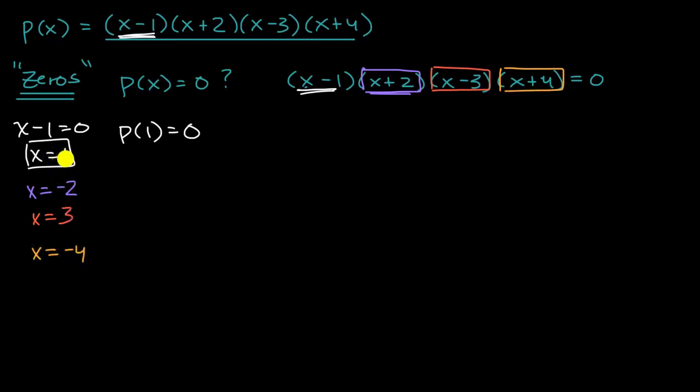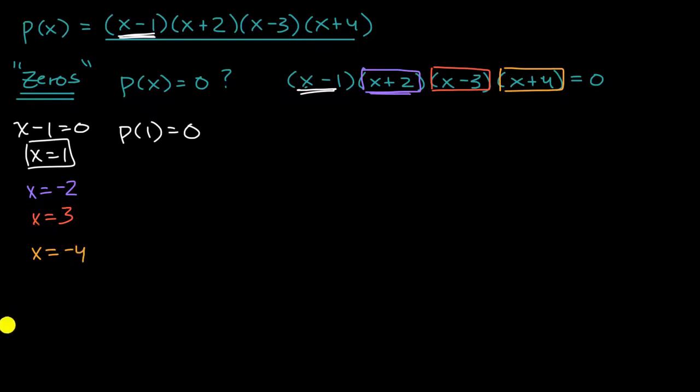When x equals 1, the polynomial is equal to 0. When x equals negative 2, the polynomial is equal to 0. When x equals 3, the polynomial is equal to 0. And when x equals negative 4, the polynomial is equal to 0. And one of the interesting things about the zeros of a polynomial, you could actually use that to start to sketch out what the graph might look like.